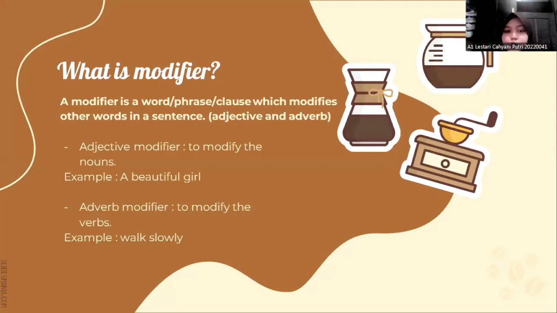There are two types of modifier called adjective and adverb. So the first, adjective modifier. Adjective modifier modifies the nouns. The example, a beautiful girl. The beautiful is to modify the word girl. And the second, adverb modifier. Adverb modifier modifies the verb. In the example, walk slowly. In this example, slowly is to modify the word walk.